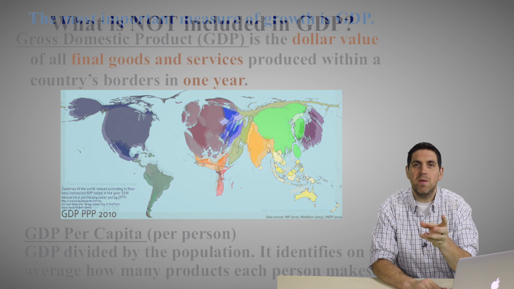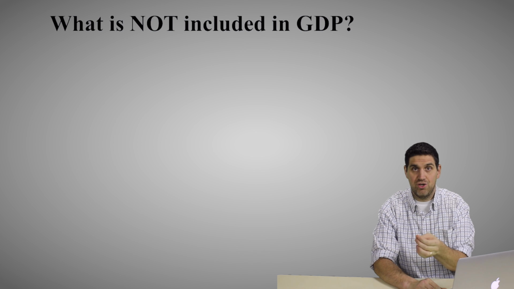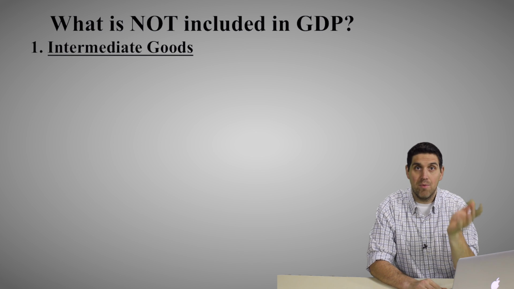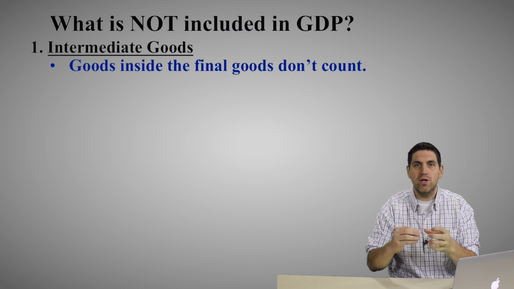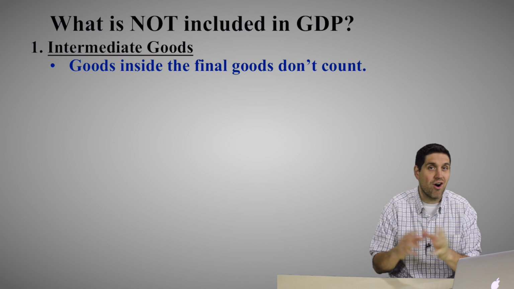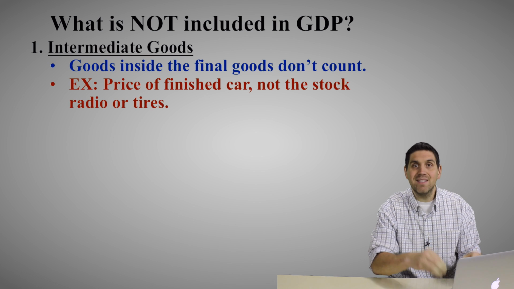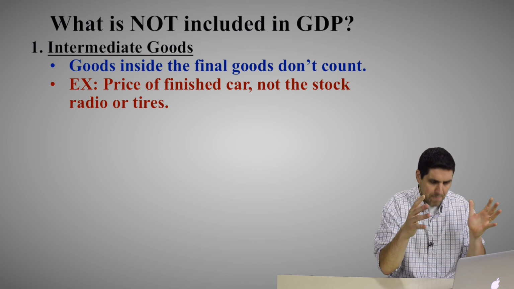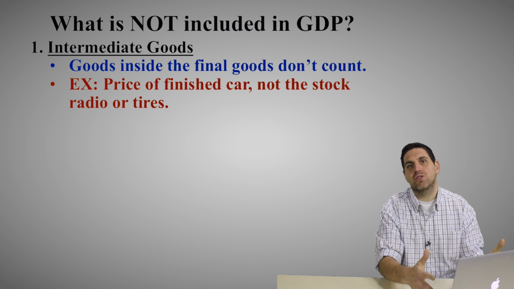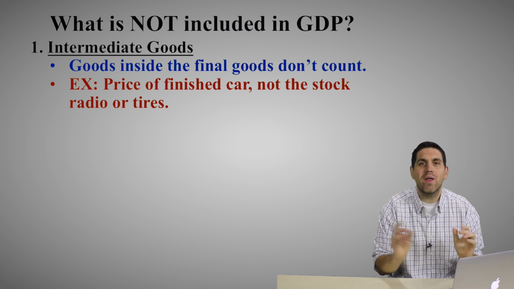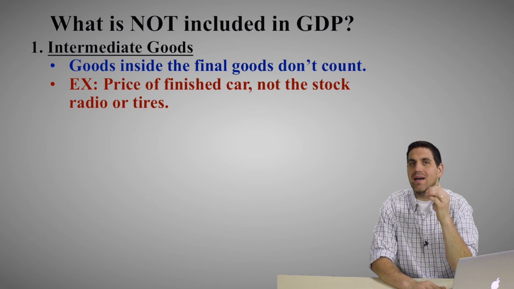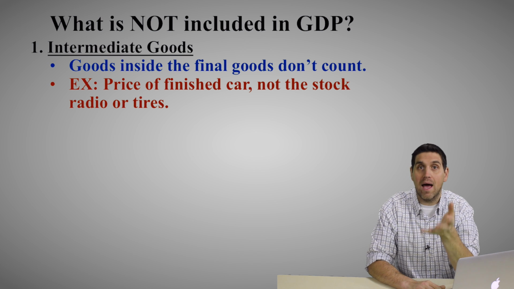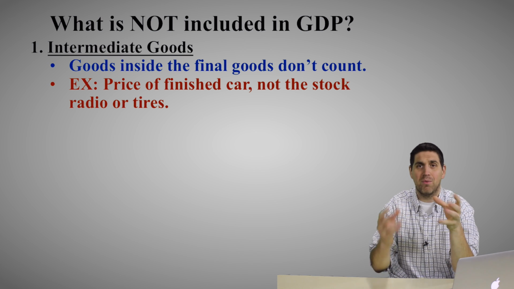So to fully understand GDP, let's talk about what's not included in GDP. All right, first thing is intermediate goods. Intermediate goods are goods inside final goods that aren't counted. So the components inside this computer were sold to Apple, and Apple turned around and made a computer. The final computer counts towards GDP, but not all the pieces inside. So like the stock radio in a car doesn't count in GDP, but the car itself would count in GDP. And the reason why is you don't want to have double counting.